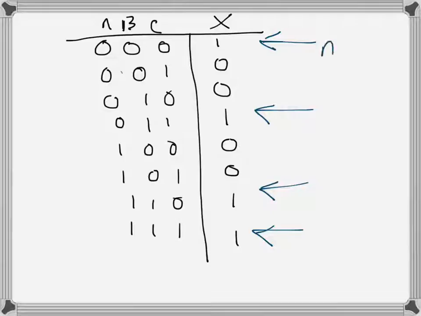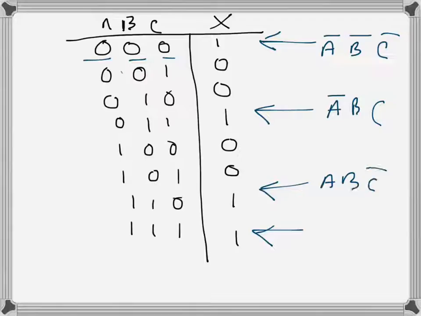So this is A bar, B bar, C bar, just this one. And so this one is A bar, B, C, then A, B, C bar, and then finally A, B, C. So the intention was that the variables are written in such a way that these three develop a 1.